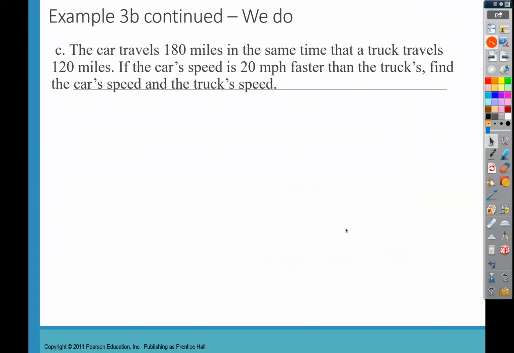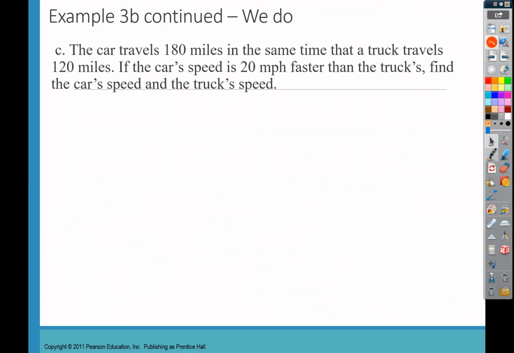All right, let's try this one. The car travels 180 miles in the same time that a truck takes to travel 120 miles. If the car's speed is 20 miles per hour faster than the truck's, find the car's speed and the truck's speed. So, okay, clearly we're dealing with a distance problem again, right?